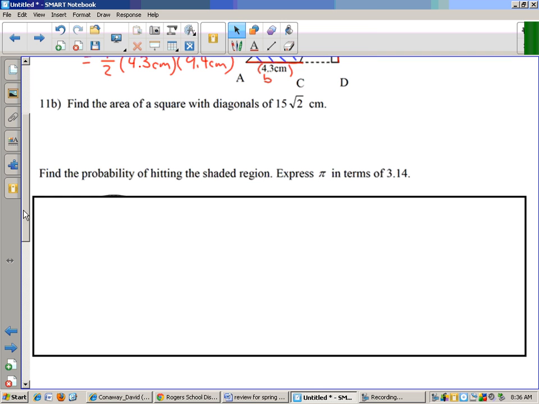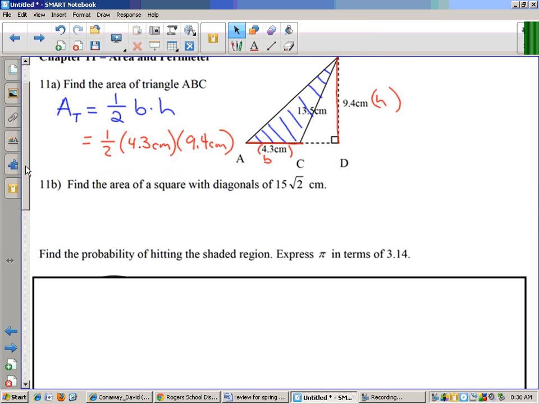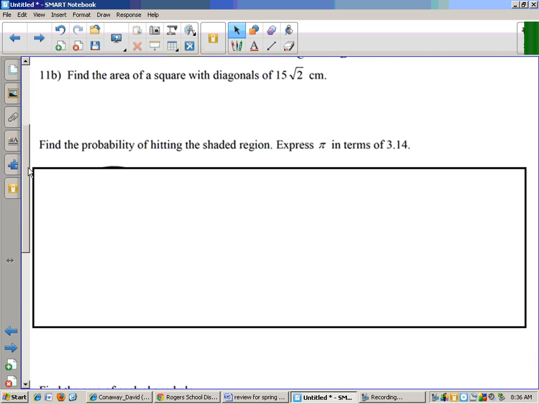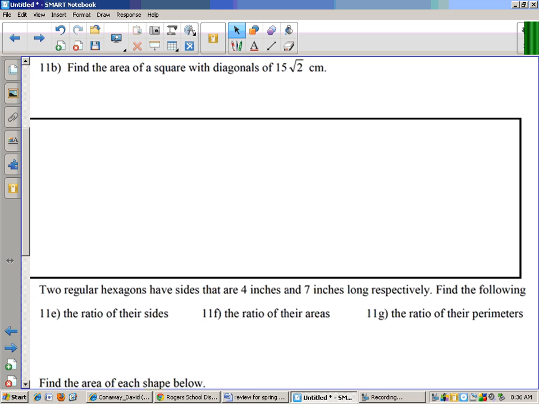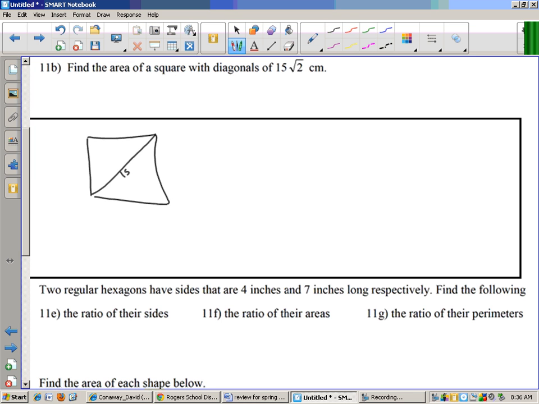Well, look back at our units and we can see by unit analysis that we have centimeters times centimeters, so that would be centimeters to the second power. Volume is generally going to be cubed. Find the area of the square with diagonals of 15 square roots of 2. So I'm going to draw myself a square, and the diagonal is 15 root 2.